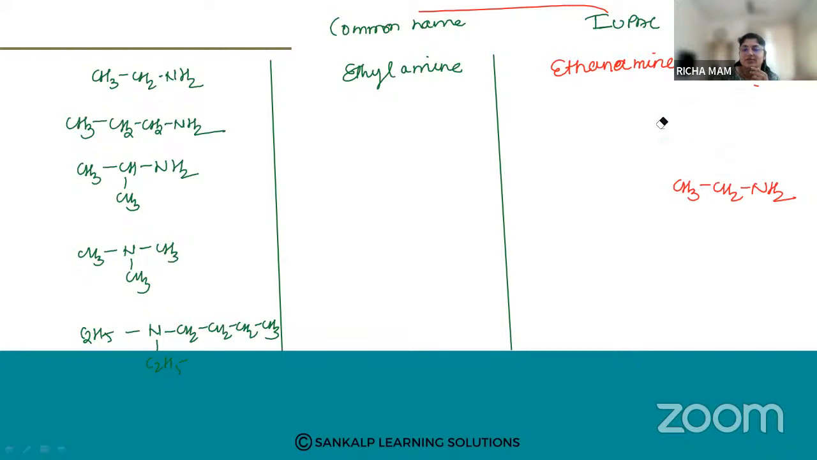Okay, next one. We'll go for the next compound. Yes, what is the IUPAC name and what is the common name, students? Try answering. So this is an amine. This is propylamine. You can say it as N-propylamine because it is a straight chain compound.